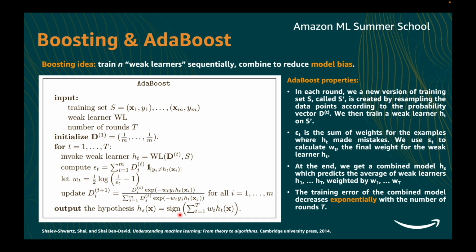What is happening is that you are over time iteratively adding one more model, and you are actually reducing the training error. You can prove mathematically that the training error of the combined model decreases exponentially fast as the number of rounds increases. So if you have 2 rounds versus 10 rounds, in 10 rounds it's going to be exponentially much lower than 2 rounds. So this is the overall AdaBoost procedure.